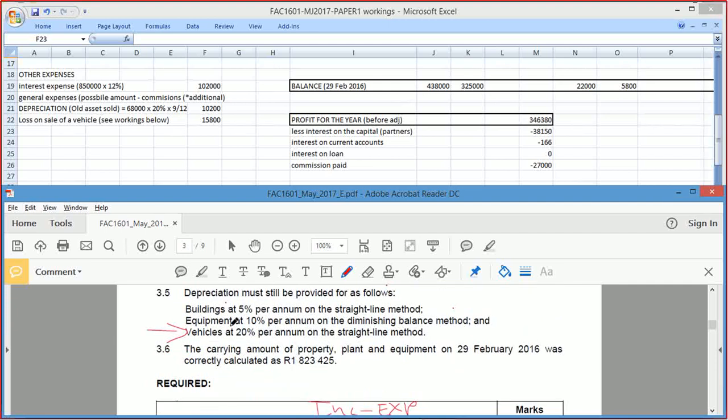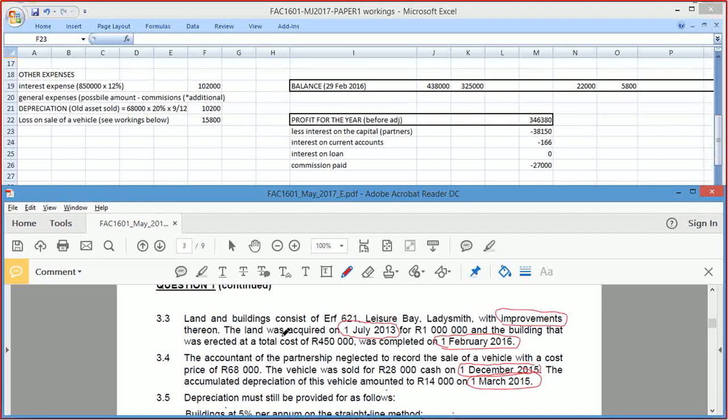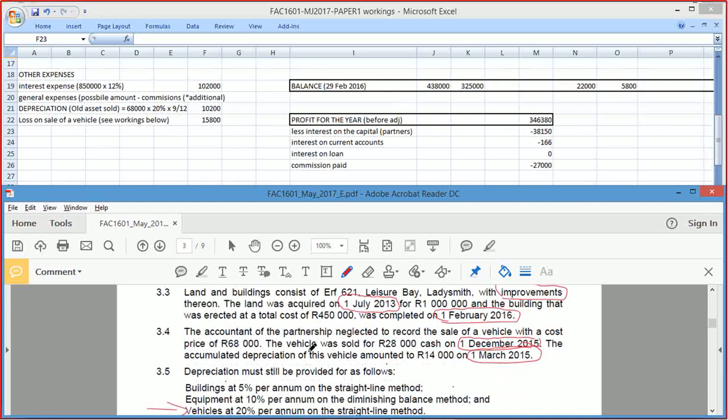3.5, depreciation must still be provided. Yes, you will. Definitely. Okay, so buildings. I am depreciating the buildings at 5% per annum on the straight line method. Okay. Let's go back to that building story. Where's the building story? Here's the building story.